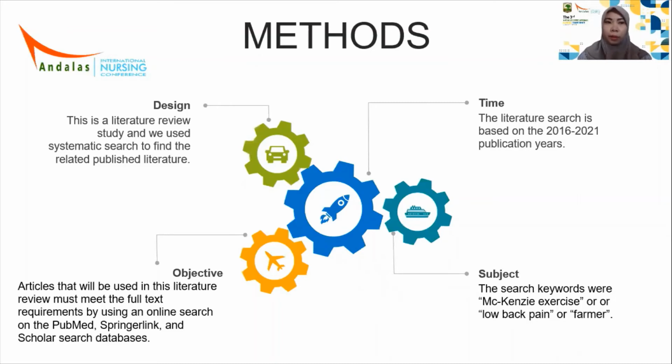Method design: we use a literature review study, and we use systematic research to find the related published literature. Time: the literature search is based on the 2016 until 2021 publication years. Objective: the articles we use in the literature review must meet full-text criteria, using an online search on the PubMed, Springerlink, and Scholar databases. And subject: we search the keywords McKenzie exercise, low back pain, or farmer.